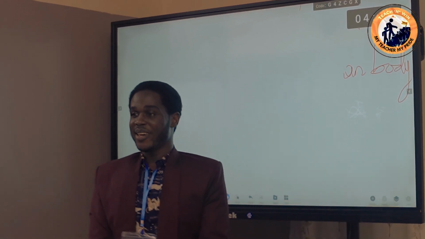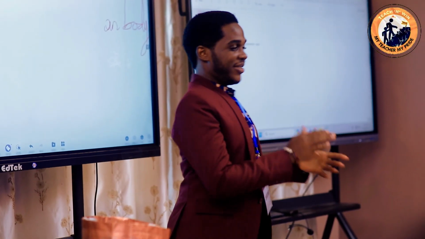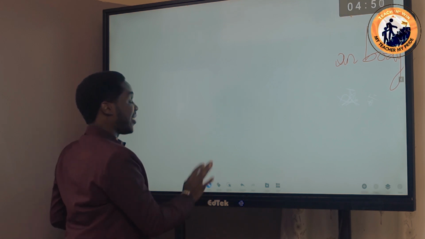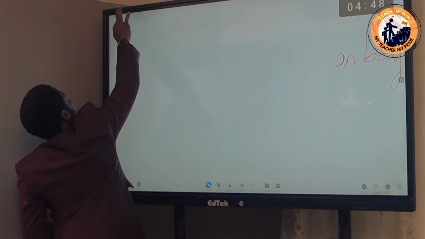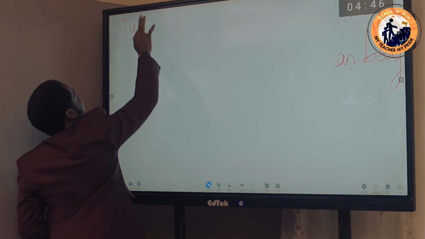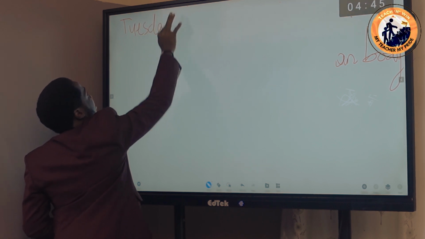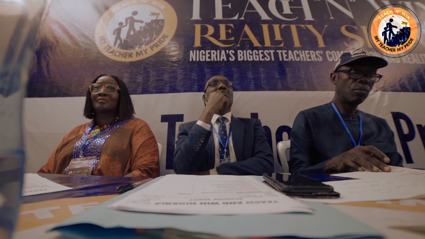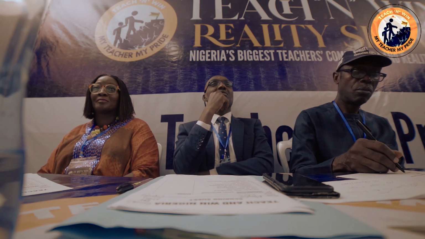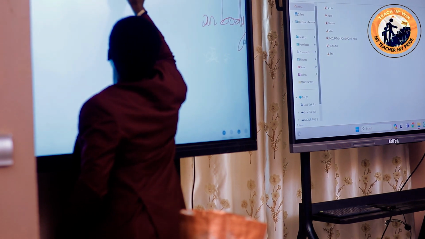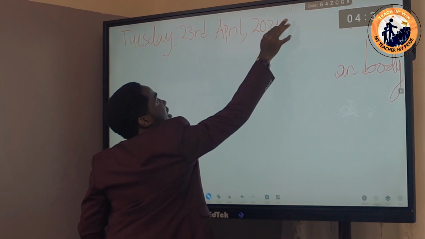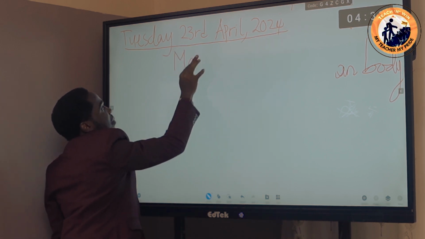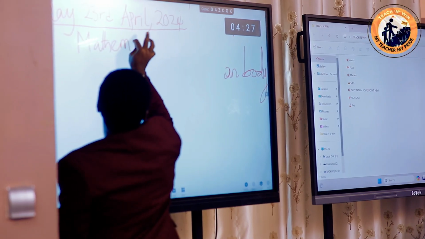All right. Hello, my nice friends. Hello. Okay, so welcome to class today. So what's today's date? Today's day is Tuesday, 23rd of April, 2024, and I'll be taking you on mathematics.